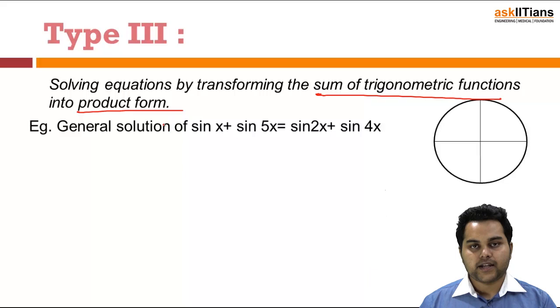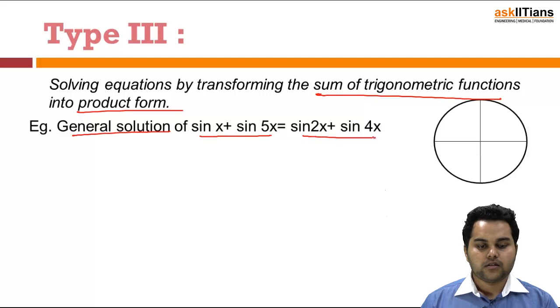So I'll take an example then. The general solution for sin x plus sin 5x is equal to sin 2x plus sin 4x. Let's find the general solution for that. On the left hand side I have sin c plus sin d, so that will give me 2 sin of (c plus d) by 2, that is 3x, cos of (c minus d) by 2, that is 5 minus 1 would be 4, so cos 2x. On the right hand side I will have 2 sin 3x cos of x.